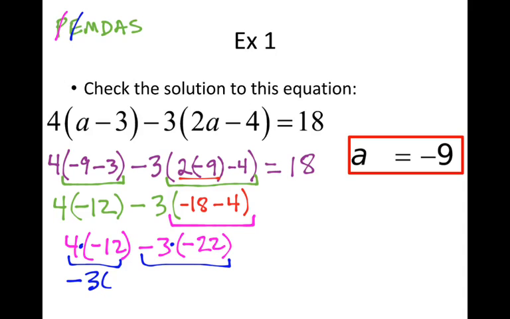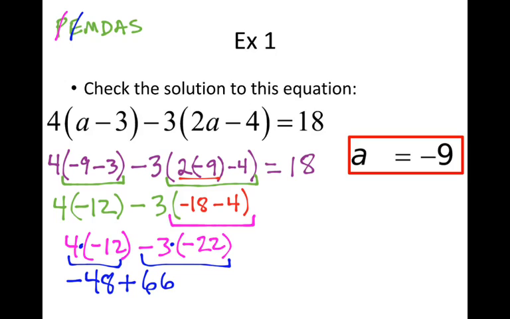Close, -36? -48. I thought you said 38. -48. There we go. And what is -3 times -22? 66, and that's positive, right? So we've got a plus there.